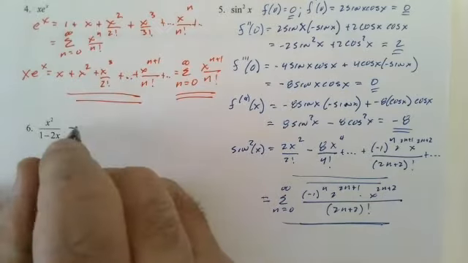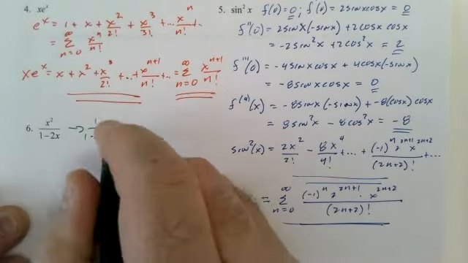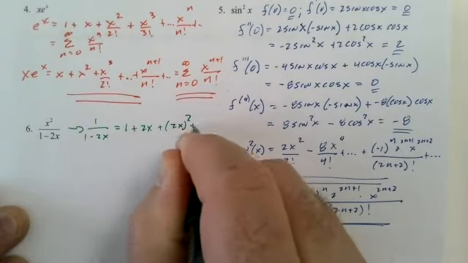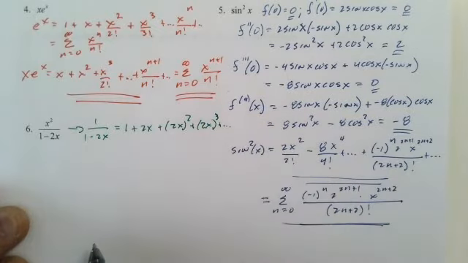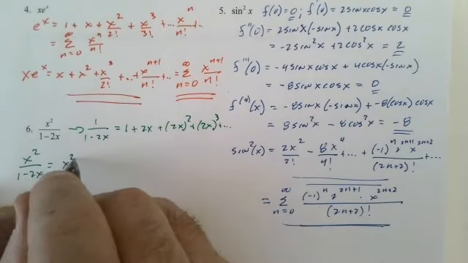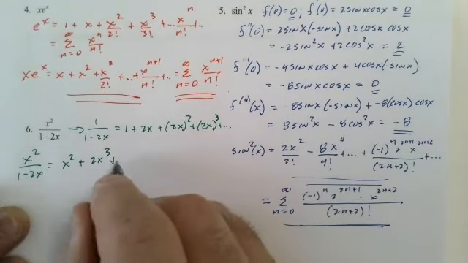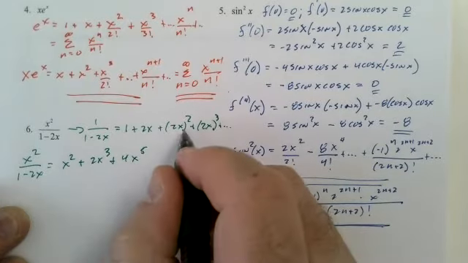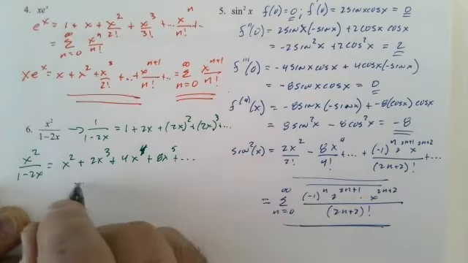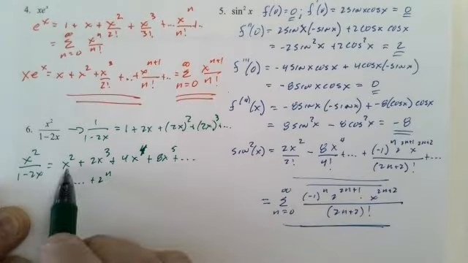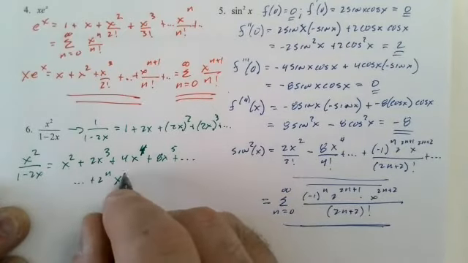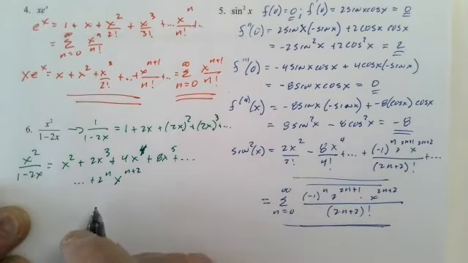Okay, so this one, I'm just going to break out this part. 1 over 1 minus 2x is just, that's the first term, and then we're multiplying by 2x, not negative 2x. 2x plus 2x squared plus 2x to the third, dot, dot, dot. And then we throw the x squared on top. That means my first term is x squared plus 2x to the third plus 4x to the fourth plus 8x to the fifth. So that would be 2 to the n, x to the n plus 2. And there's no factorial.